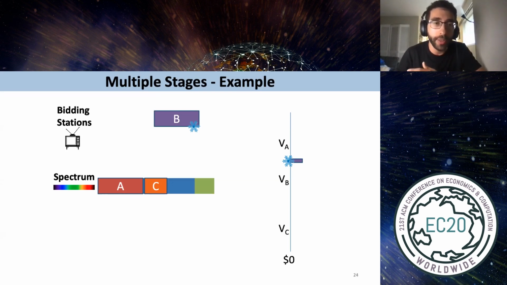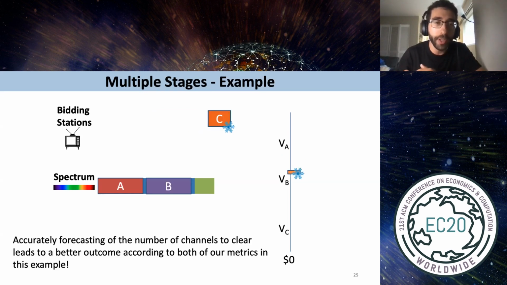Imagine that the next stage looks like this. We've added more spectrum, we resume the auction, but B is still frozen, so we can't really do anything about it. But notice that if we'd known that that first stage was going to fail, and if we just started with the right amount of spectrum available, we would have actually achieved this outcome. A would have exited first, B would have exited second, and C would be the one to be frozen. This is a lower valued station being frozen at a lower price, so a better outcome according to both of our metrics.